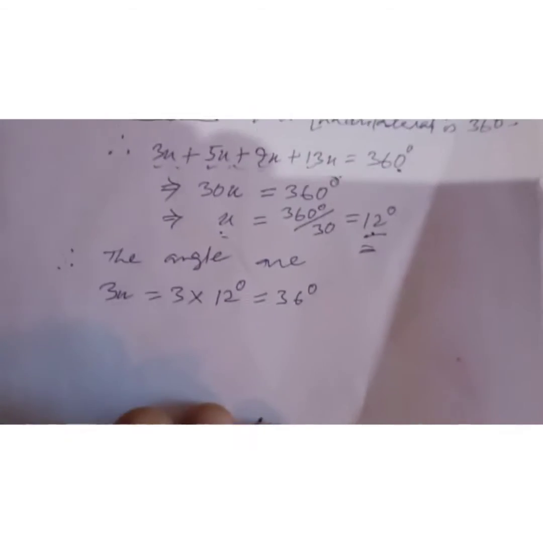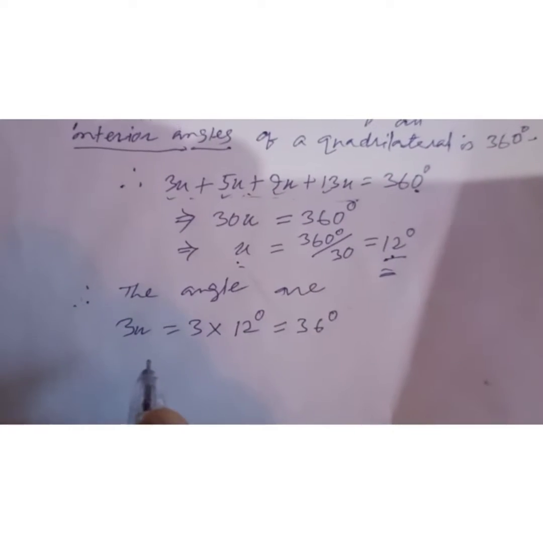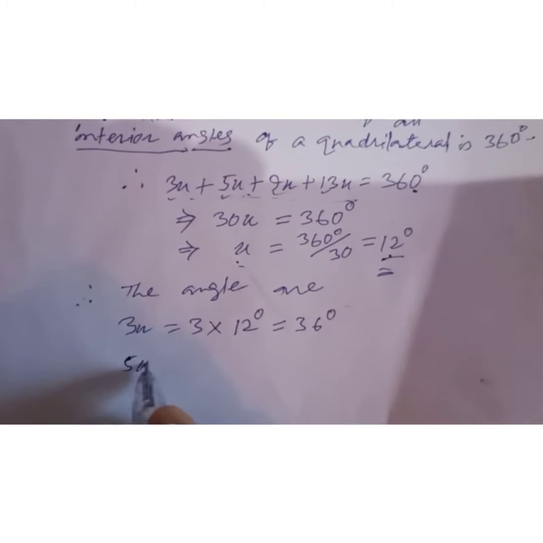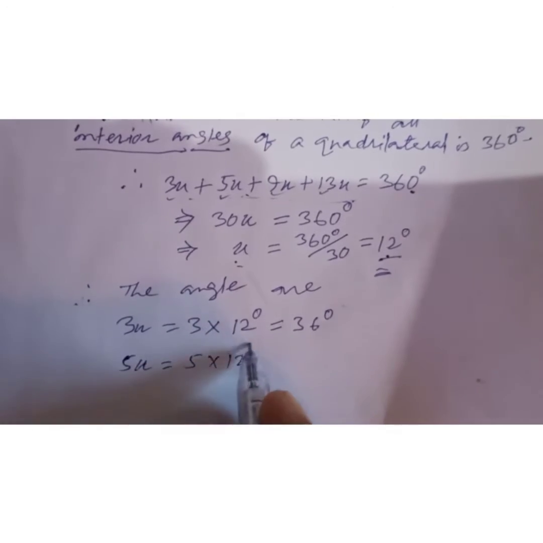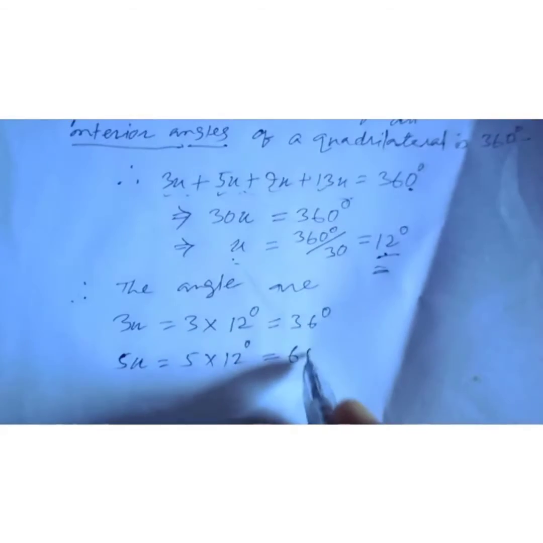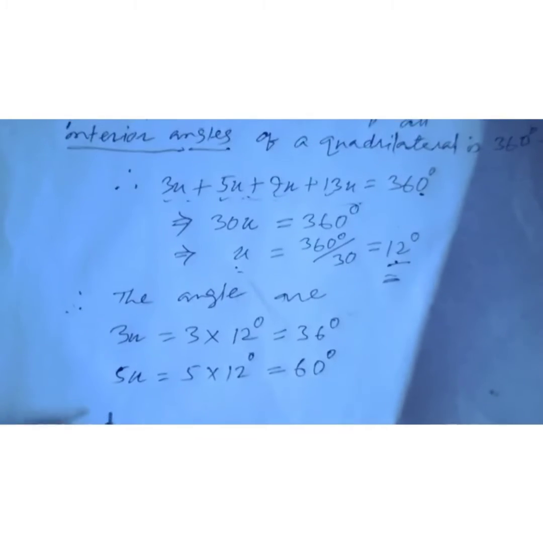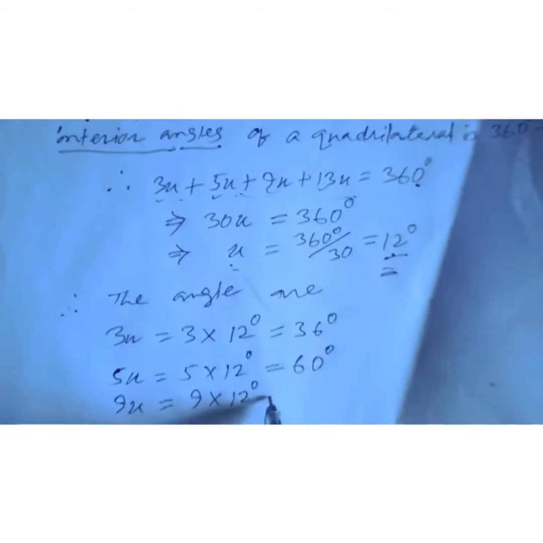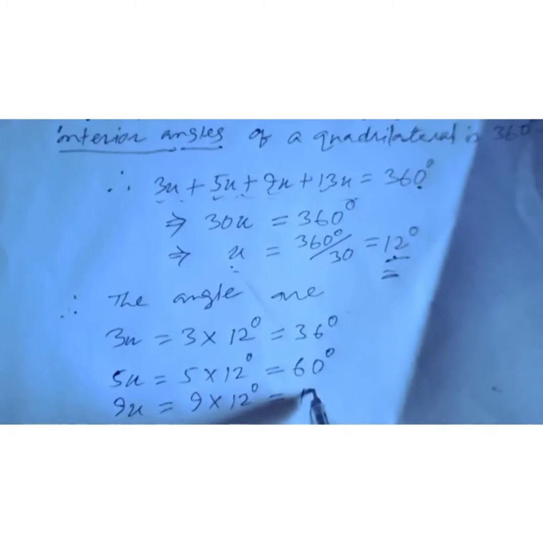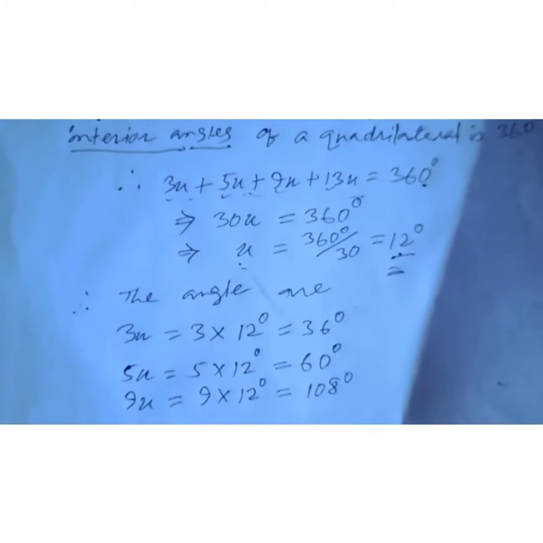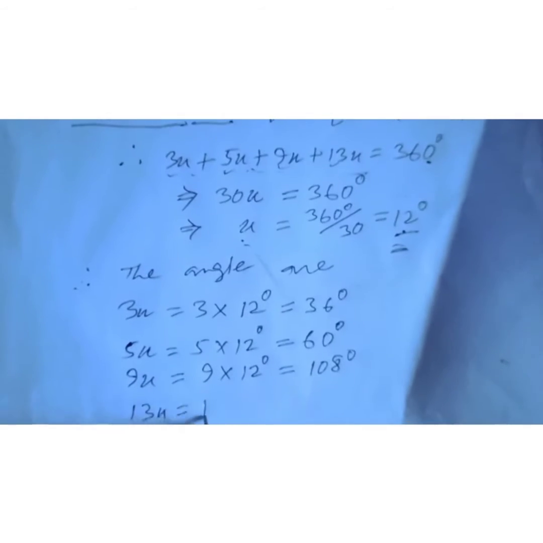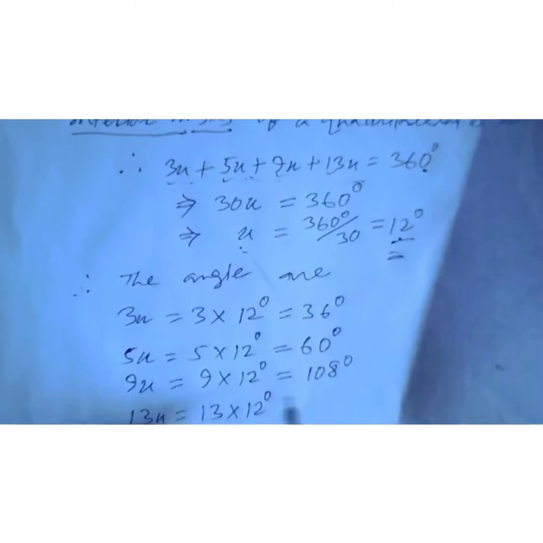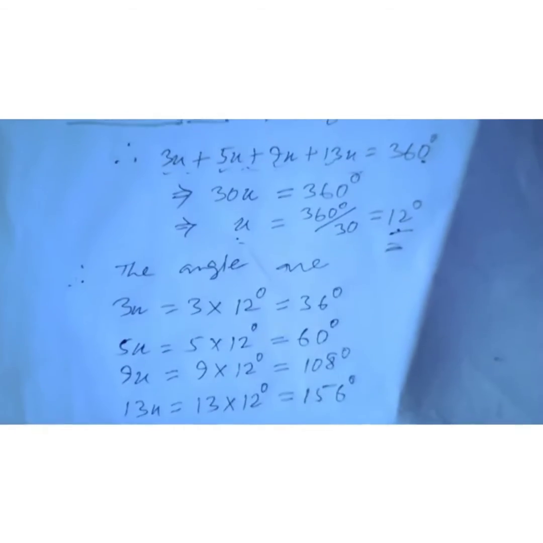So one answer we have got already. Next is 5x, so 5x equals 5 into 12 degrees, which is 60 degrees. Then next is 9x, which is 9 into 12 degrees, equal to 108 degrees. And the last one is 13x, so multiply 13 with 12 degrees, which is equal to 156 degrees. So these are your answers.